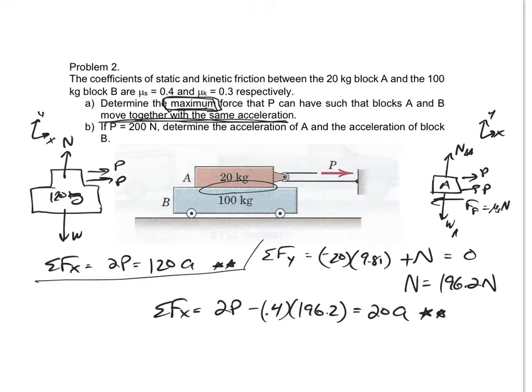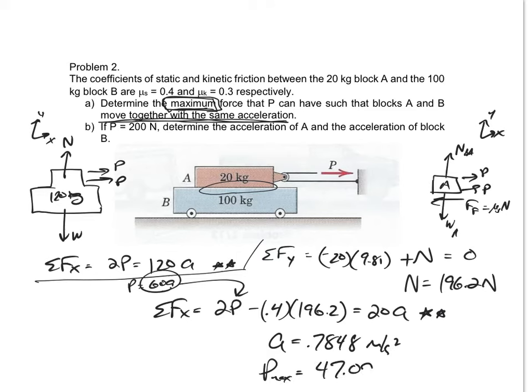I can write one in terms of the other, like P is equal to 60A, and then plug that in right there, or I could have just gone ahead and plugged in 2P for 2P right there, and I would get the acceleration, if they're moving together, 0.7848 meters per second squared. So that's kind of the maximum acceleration, the extreme value for the acceleration if they're both moving together. And the extreme value for P max, just from these 2 equations, 2 unknowns, 47.09 newtons. All right, so that is part A.